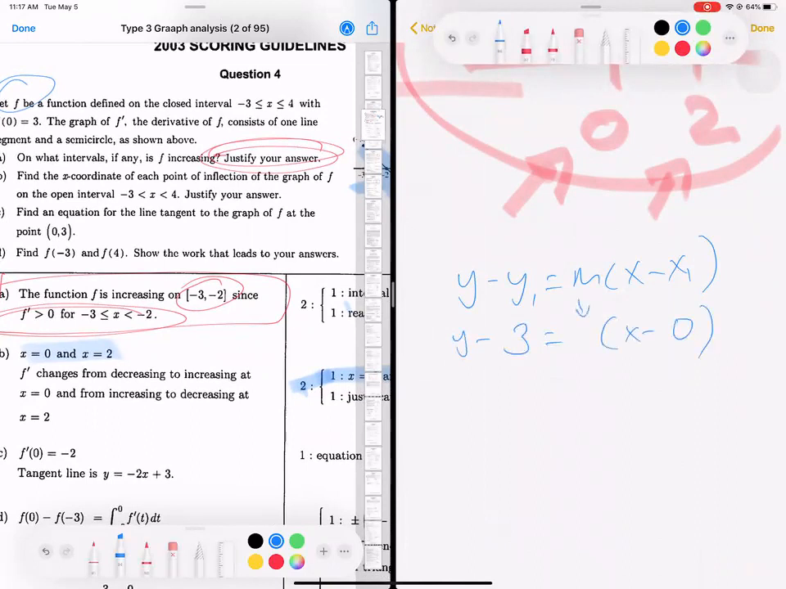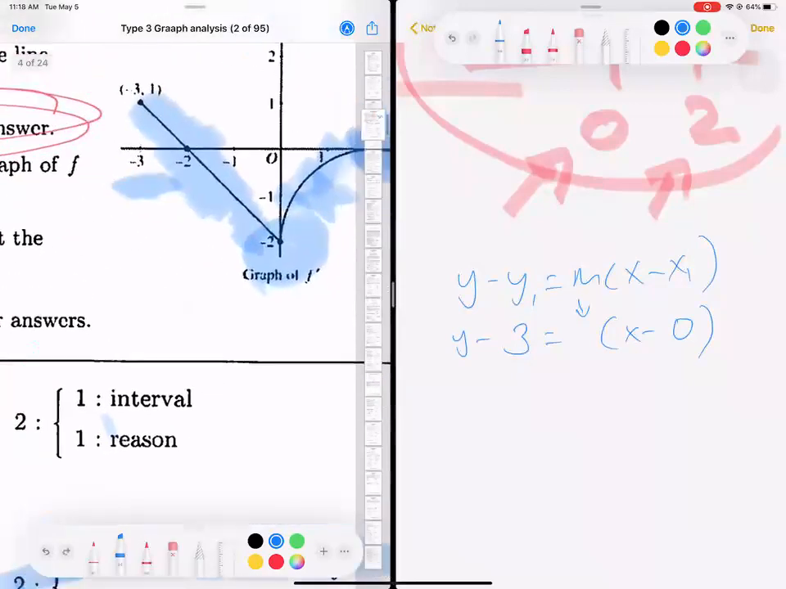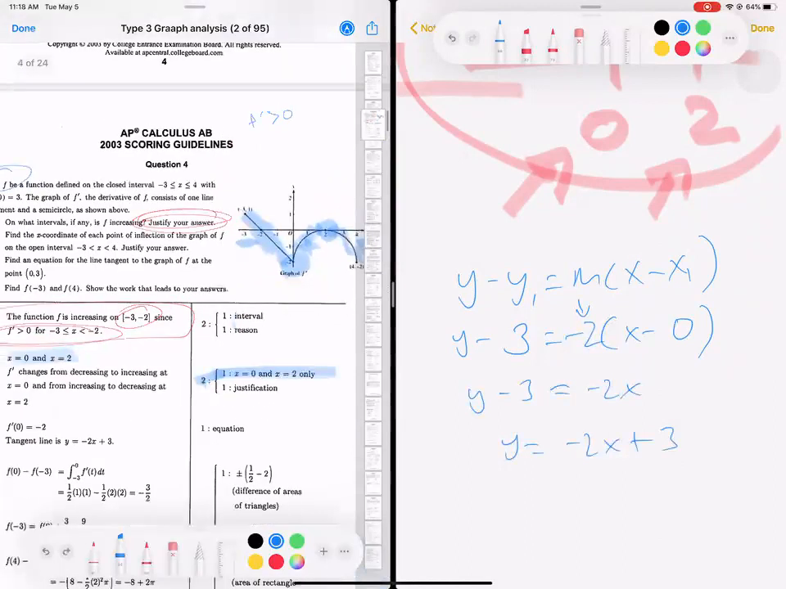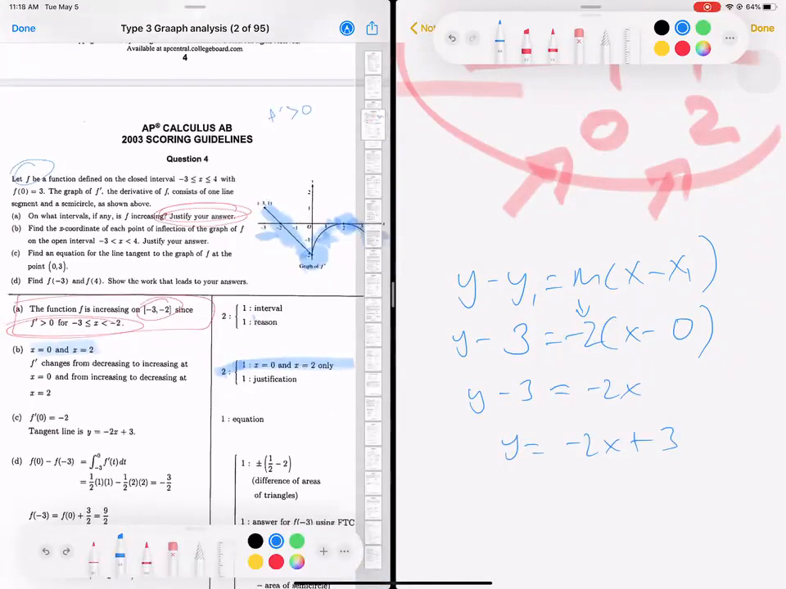Now all we're missing here is a slope. Now what is the slope at 0, 3? Well, remember, 0, 3 is the f value. We want the f prime value. So all we need to take is the x. So when x is 0, what is the slope? And when x is 0, since this is f prime, the slope m is negative 2. Rewrite the equation: y minus 3 is equal to negative 2x, so y is equal to negative 2x plus 3. That is a tangent line equation. You got 1 point for that.